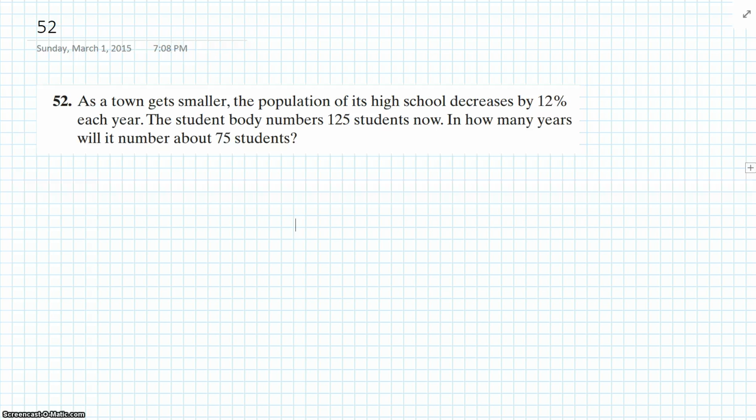A town gets smaller. The population of its high school decreases by 12% each year. The student body numbers 125 right now, and in how many years will it number 75?